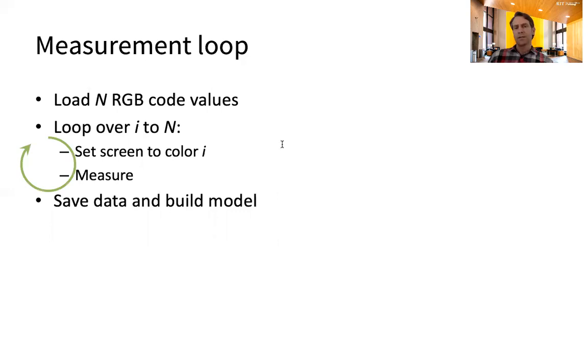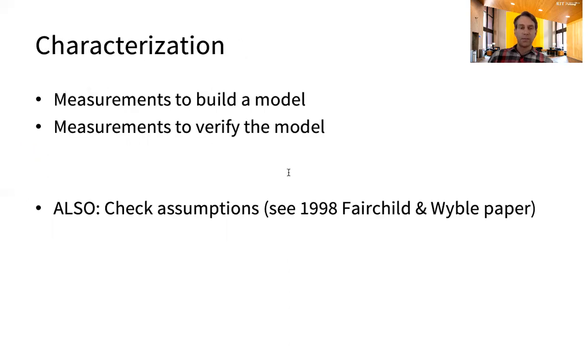So the next part is to figure out what to measure. Remember that characterization means building the model and verifying it fits well. That implies that we actually have two sets of data, measurements to build the model and measurements to verify the model. They're independent.